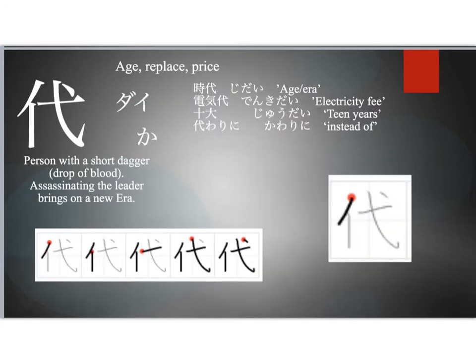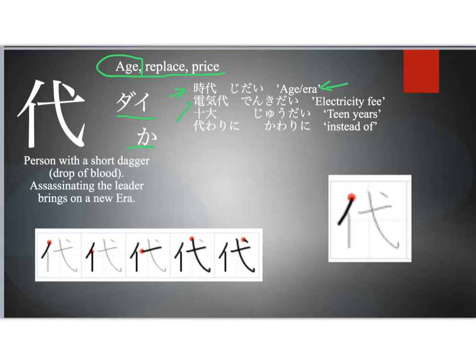This kanji means age or replace or price. Mostly the focus here is on age. It's read dai for the onyomi, that's the Chinese reading, ka for the kunyomi, and you find it in things like this. Jidai, which means an age or an era. So for example, you might be familiar with the 250 years of isolation. That's called the Edo Jidai.